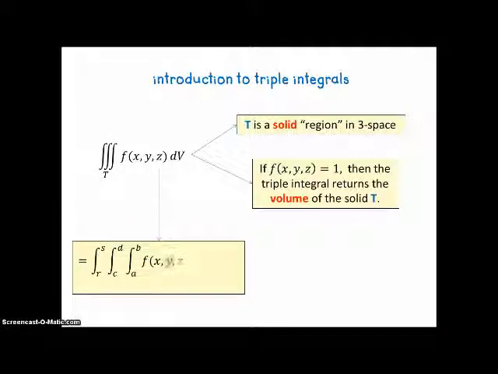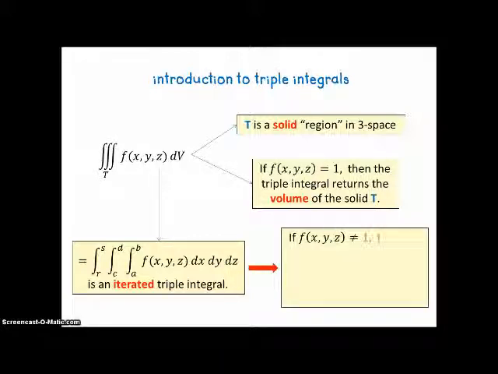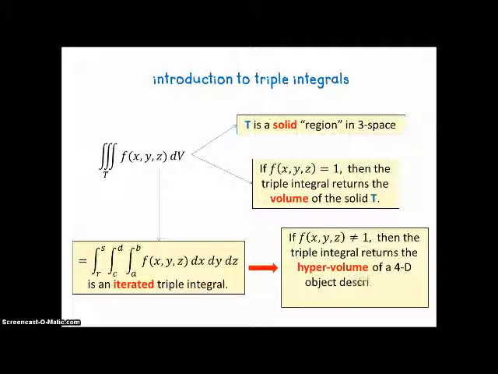And if we split the triple integral into 3 separate integrals, each with their own limits of integration, then again this is called an iterated integral, in this case an iterated triple integral. If f of x, y, z doesn't equal 1, then the triple integral returns the hypervolume of a 4-dimensional object described by the function of 3 variables.